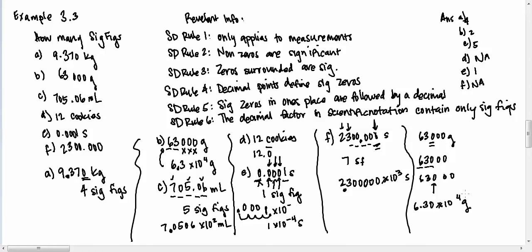Okay, all right. Now you can see that it's almost the same as what we had here, 6.3 times 10 to the fourth grams. But over here I added an extra zero, and that's because that extra zero was significant, where I couldn't express that unless I used scientific notation. So you can see how scientific notation can have its great advantages.